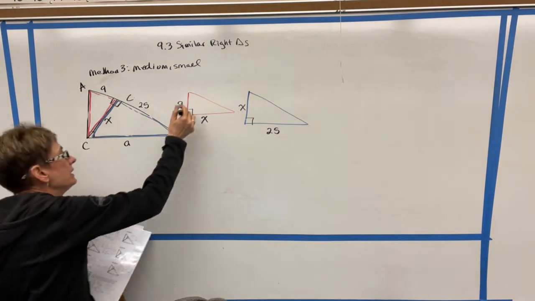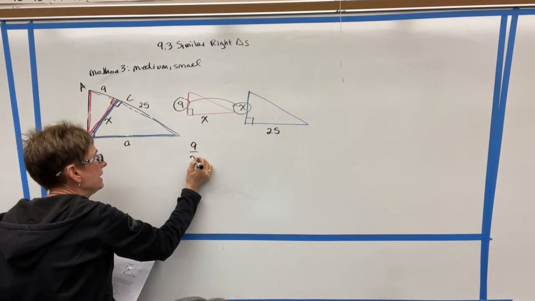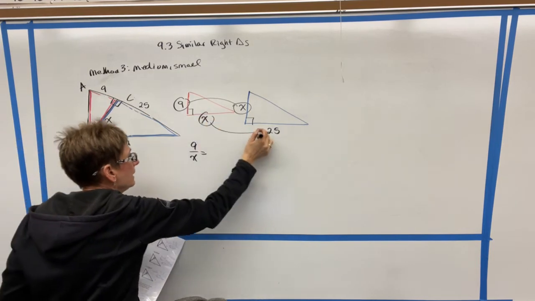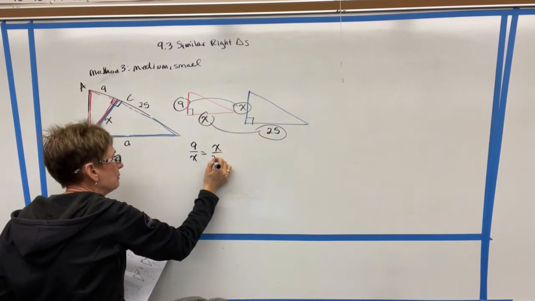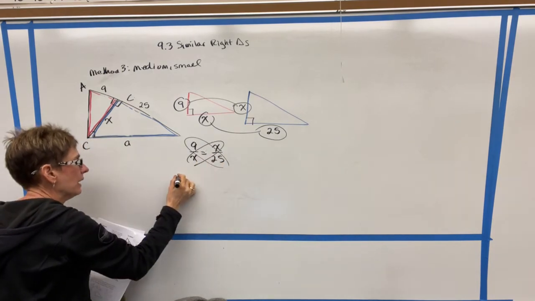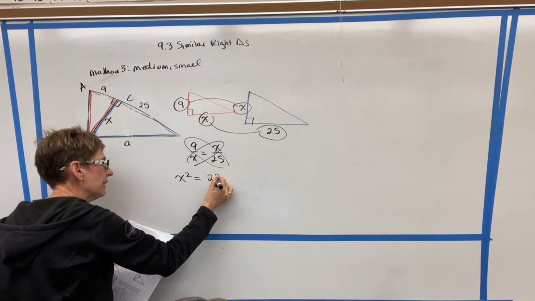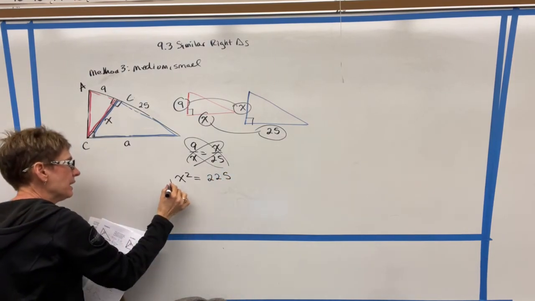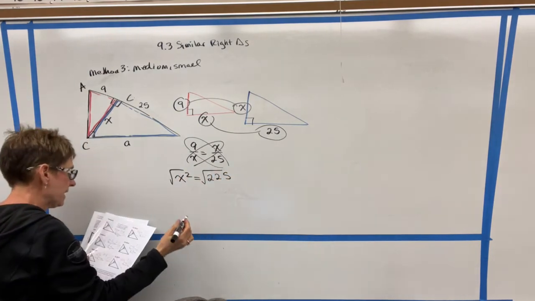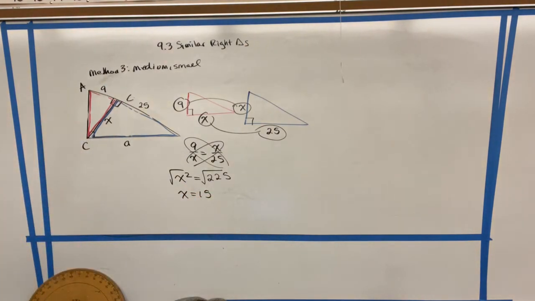So again, because these triangles are similar, I can compare 9 to X and X to 25 and set up a proportion and cross multiply. Here, when I multiply, I'm going to have X squared. And here, when I multiply, I'm going to have 225. Now we get kind of lucky on this one. When we take the square root of both sides, I get 15. So we don't have to worry about pulling out pairs because it's just a perfect square.